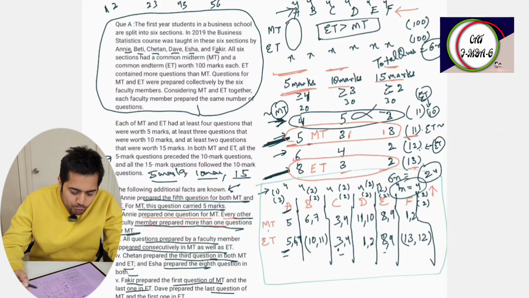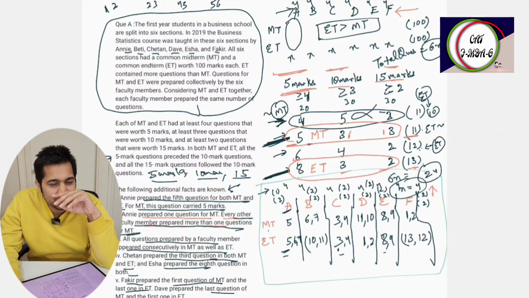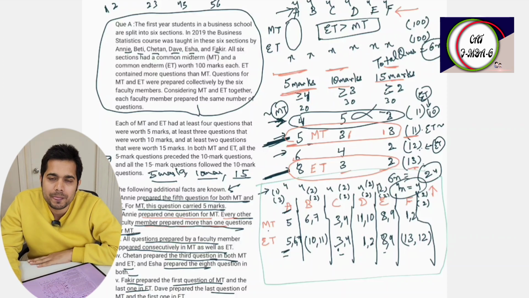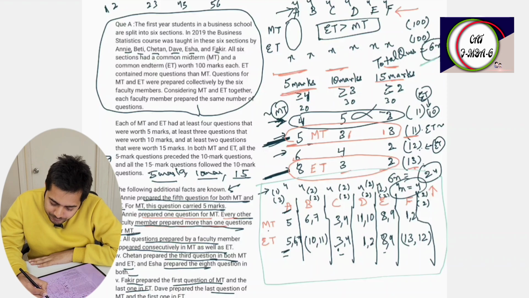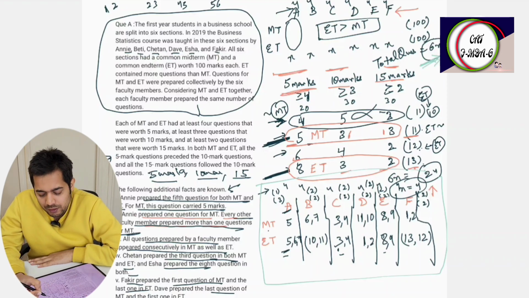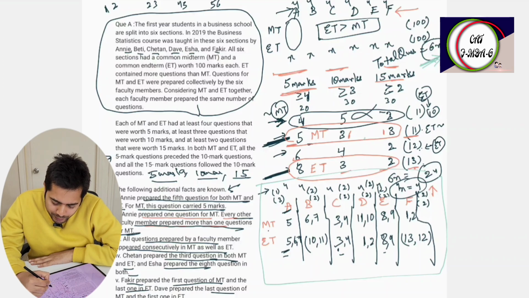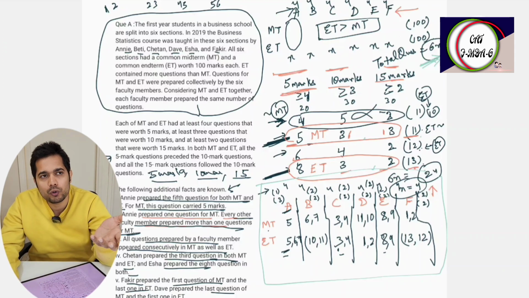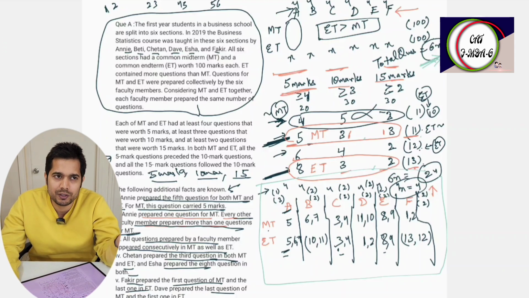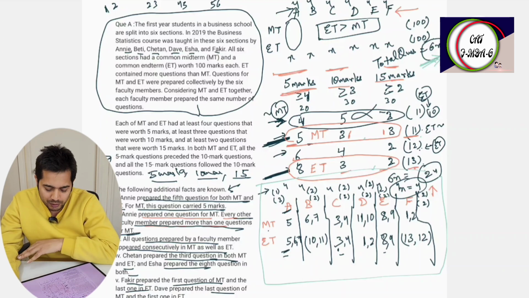Got it? How did we approach this question? First, we read the points carefully. From the points, we were able to figure out that the total number of questions will be a multiple of 6. Later on, we figured out how many questions are in the midterm and in the end term, 11 and 13. Later on, we made this table and were able to accommodate all the questions, showing who is preparing which question.